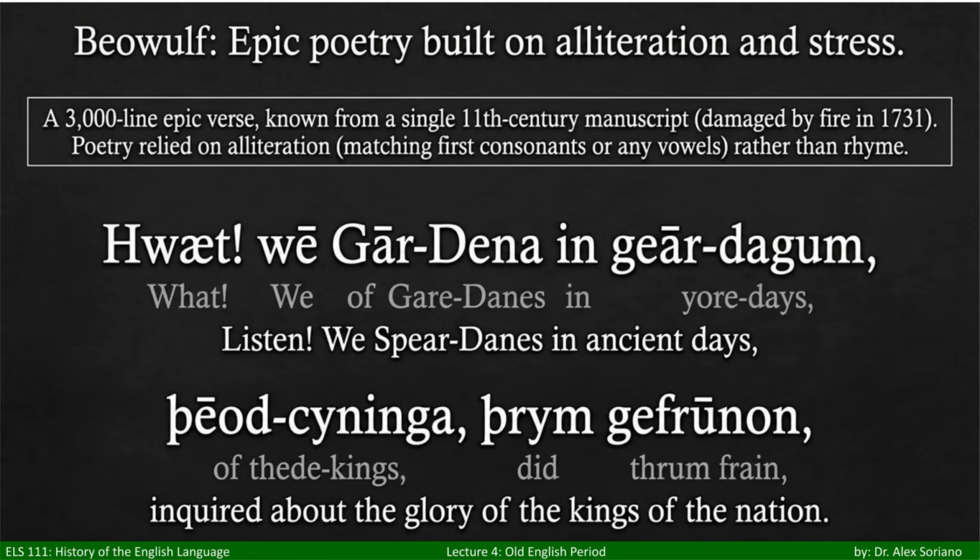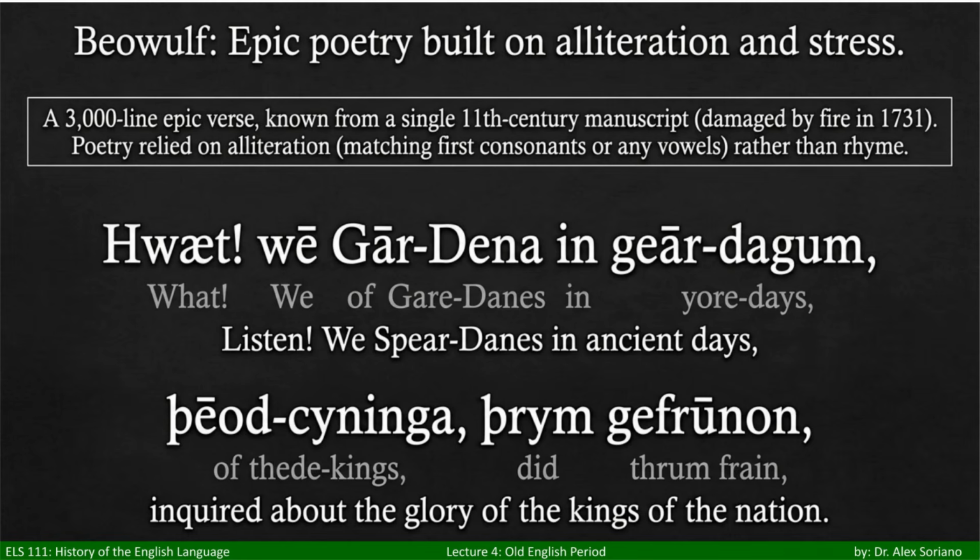Now, part 3: Artifacts. We move from rules to real texts, starting with the most famous work of Old English literature, Beowulf. This is a 3,000-line epic poem known from a single 11th century manuscript, damaged by fire in 1731, which is why parts of the text have gaps today.